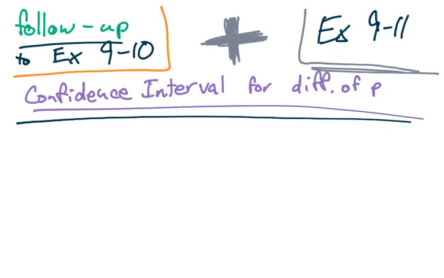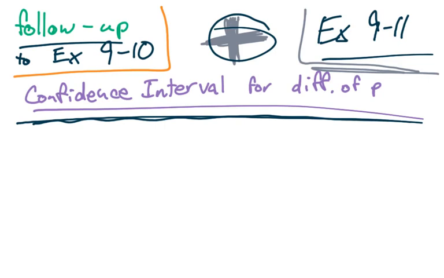And as it says, we're going to do a follow-up to the previous example, example 9-10, and we're going to do example 9-11 as well. Both of these are pertaining to confidence intervals for difference in proportions for two populations. And just put difference of p's.